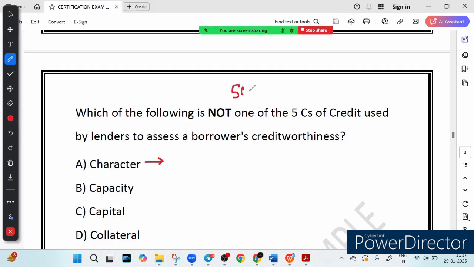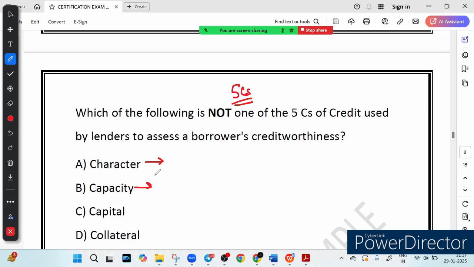There is something called the 5 C's, right? Character refers to the borrower's trustworthiness and willingness to repay the loan. For example, a lender assesses your repayment history through your credit score and previous loan record to evaluate your character. Option B says capacity. Capacity is about your ability to repay the loan based on your income and financial obligations. The bank will check your income, expenses and debt-to-income ratio before giving you a loan.